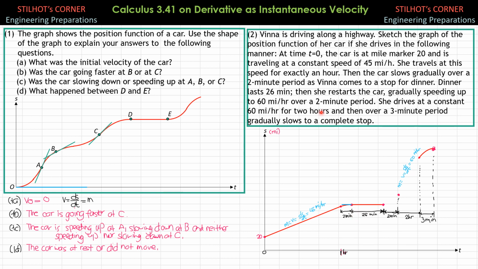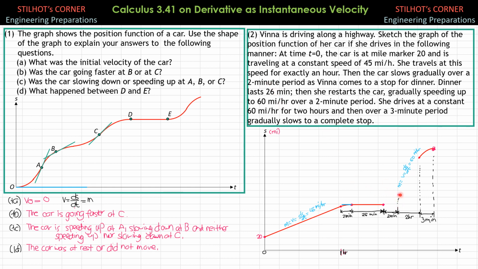And it is mentioned here that dinner lasts for 26 minutes. So from this point to that point, the curve is horizontal. Then she starts the car gradually. Of course, the initial speed would be 0, so the tangent is horizontal here. And gradually speeding up to 60 miles per hour, from this point to that point, the curve is concave up. And the tangent here is again 60 miles per hour.